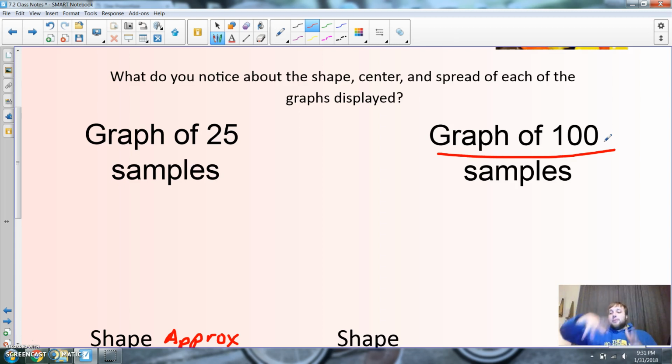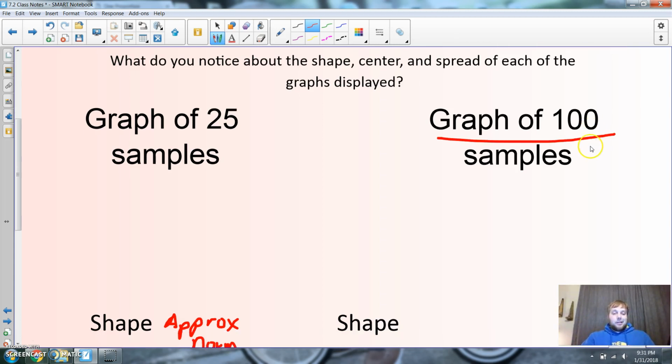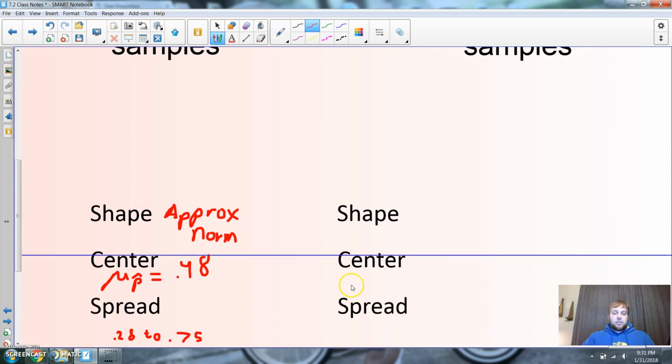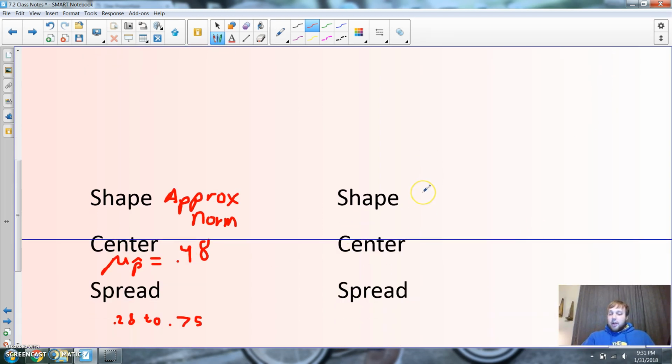So let's say we up the size and we're ripping open a bag of 100. All right, are we going to be closer to 50%? What do you think is going to change? Do you think it's still going to be approximately normal? Do you think the center is still going to be around 0.5? Do you think the spread is still going to be about the same? Let's check this out.